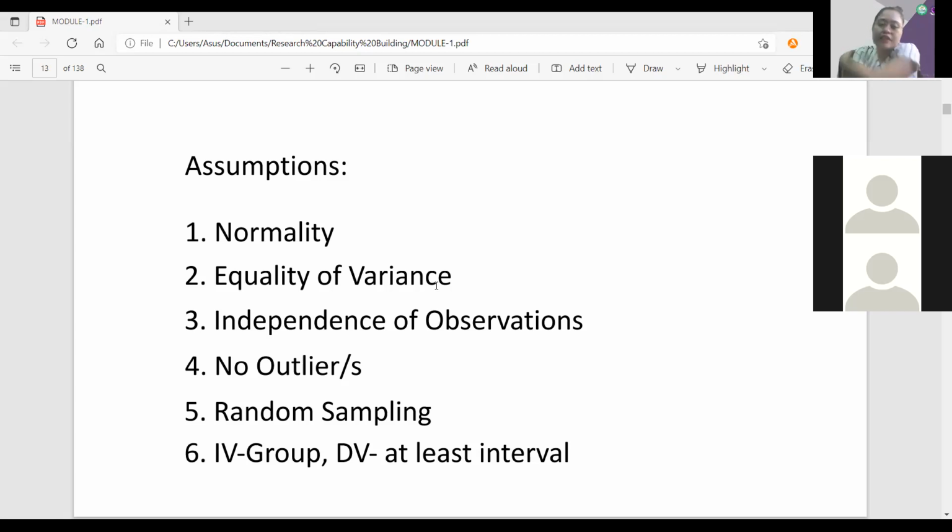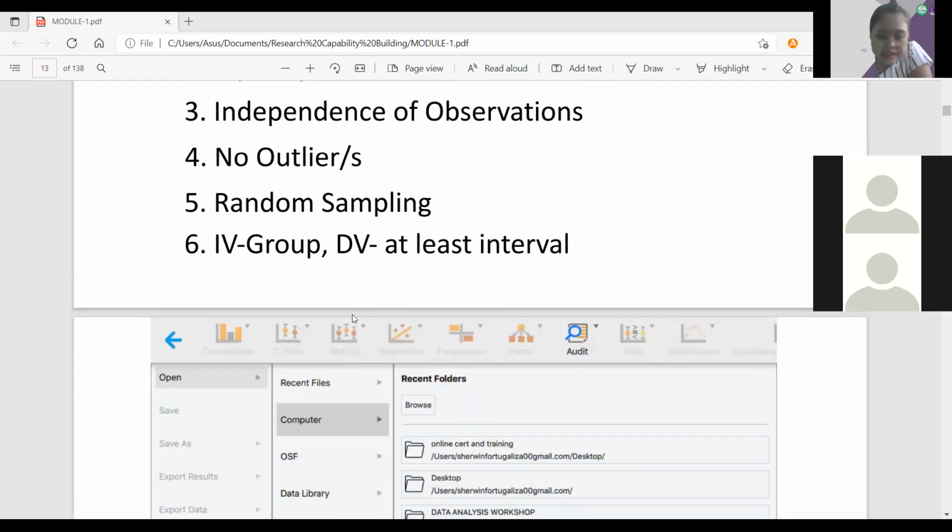And then the interval group, independent variable is group. So like isang group ang male, isang group ang female. And then the dependent variable should at least be interval. So hindi natin pwedeng gamitin dito yung nominal na data or ordinal na data.